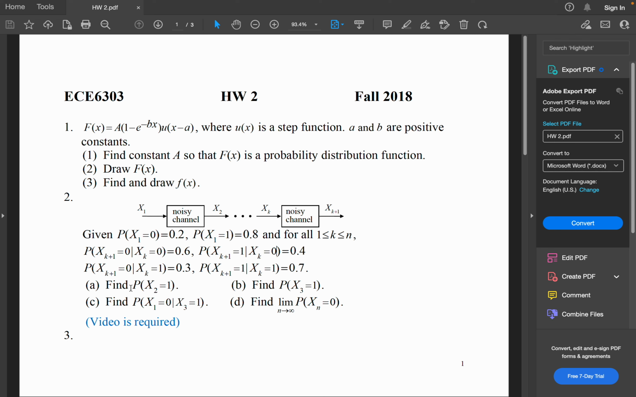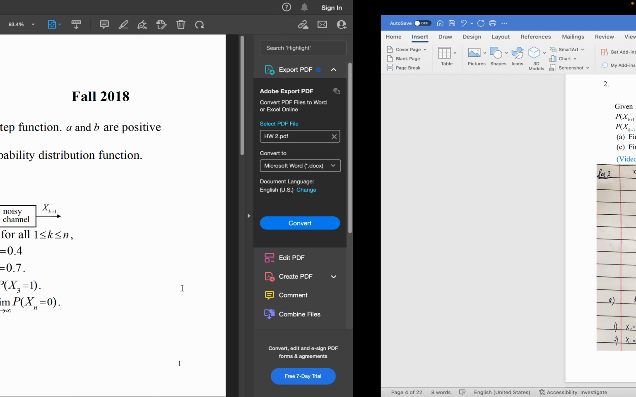And we need to find out probability that x2 equals 1, probability that x3 equals 1, probability of x1 equals 0 given x3 equals 1, and the limit as n tends to infinity of probability of xn equals 0. So starting off with the first part, which is probability that x2 equals 1.